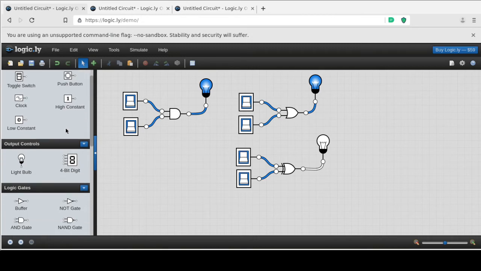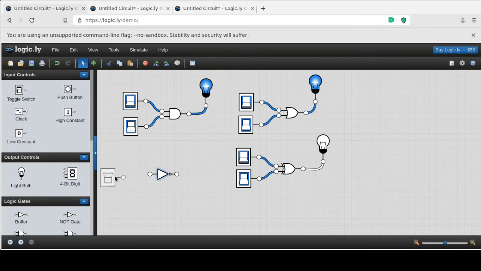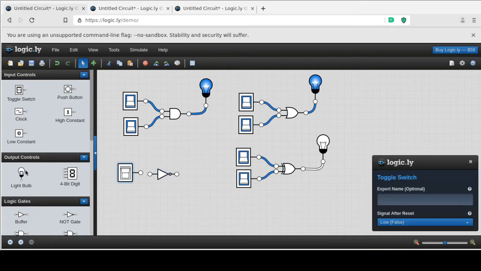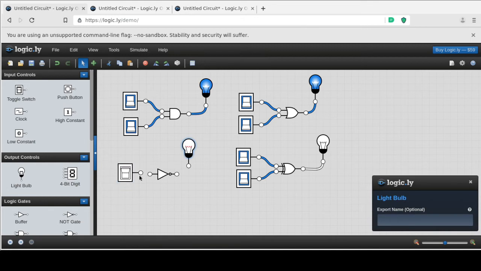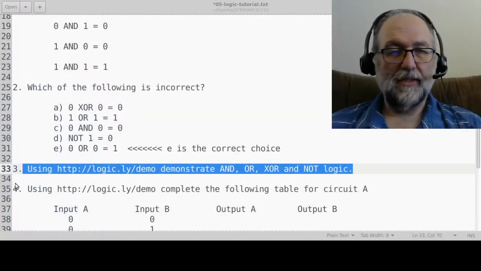Finally, let's take a look at the NOT gate and how that works. Here's a NOT gate, and it has only one input, and it has only one output. Let's join up the components. I'm clicking and dragging. You see, light switch is off, the light is on. Light switch is on, the light is off. So we went through all four possibilities there.